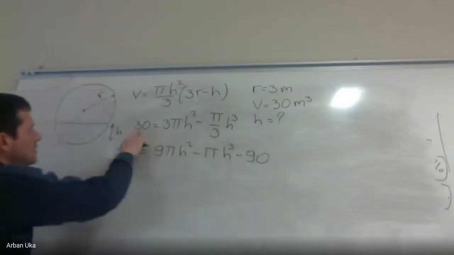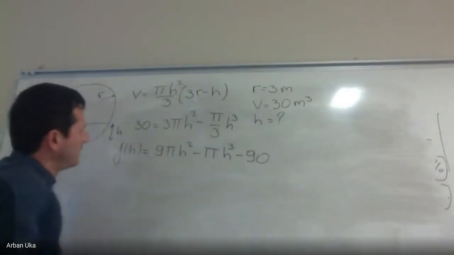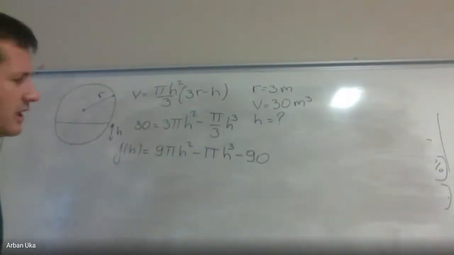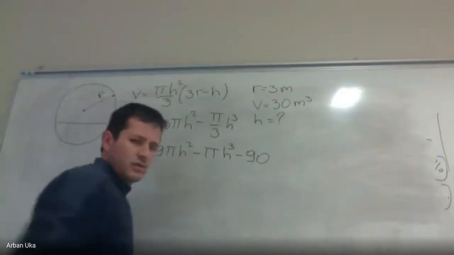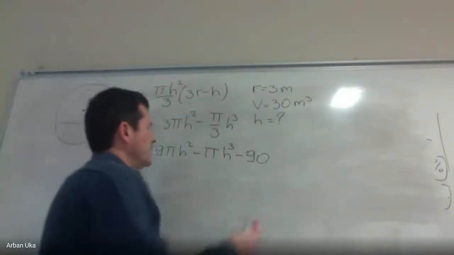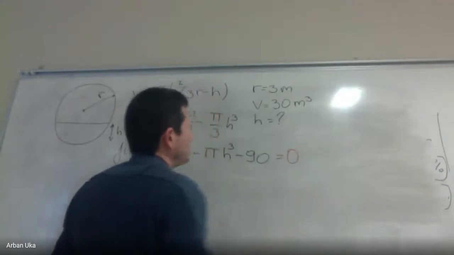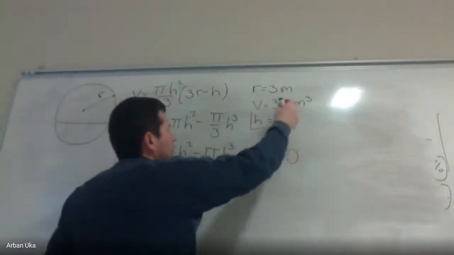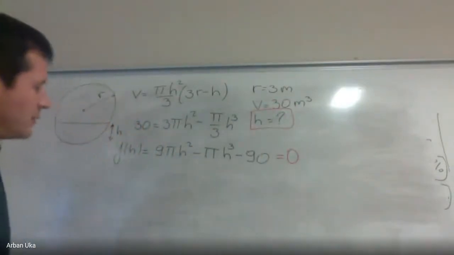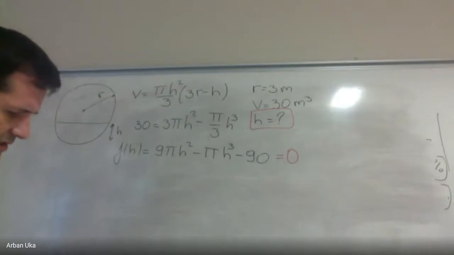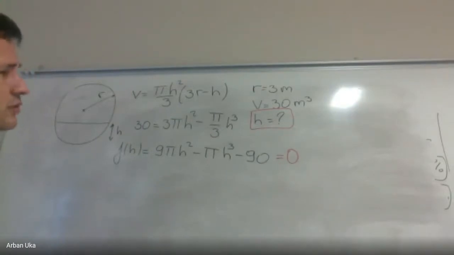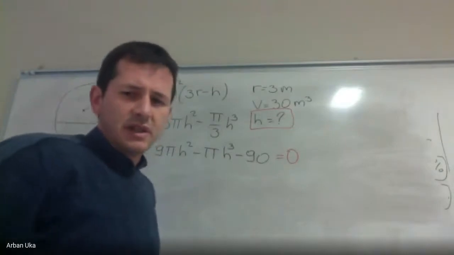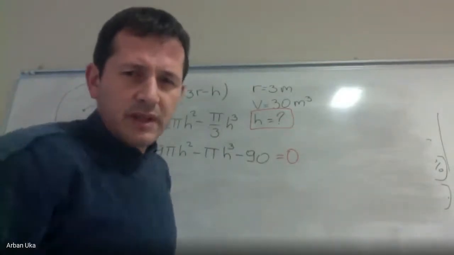So I just take this 30 to the other side, and now this is a function which depends on h, but we want this one to be equal to 0. So the question was find h. This problem comes down to a root finding problem. One of the techniques that we can use to find this is the Newton-Raphson technique.